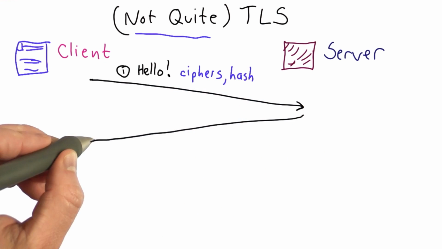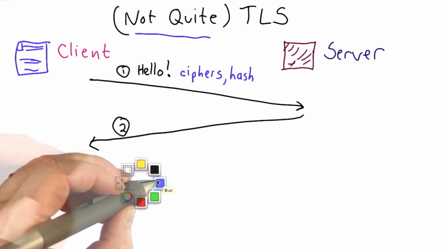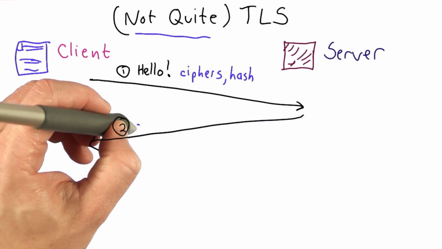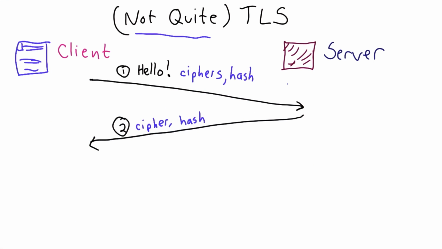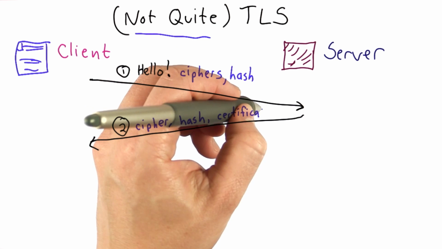In the second step, the server responds. That response includes several things. It will pick the cipher and the hash function to use. Those will be selected from the list that the client sent based on the ones the server can use. And it should pick the strongest ones that are acceptable to both. It also sends a certificate.